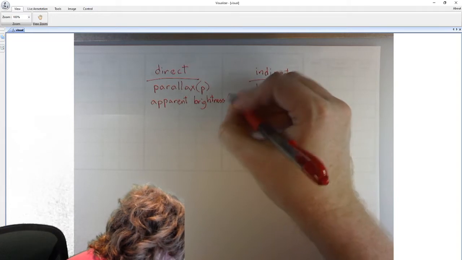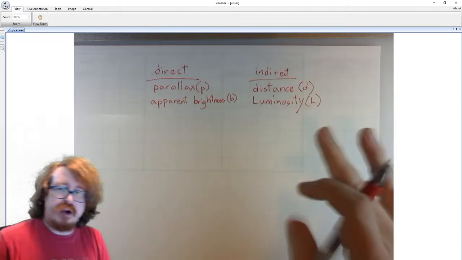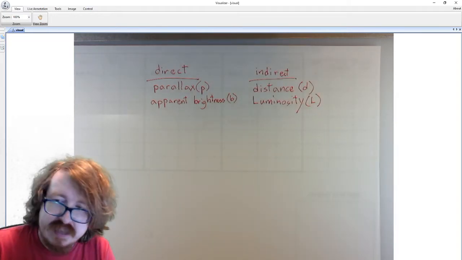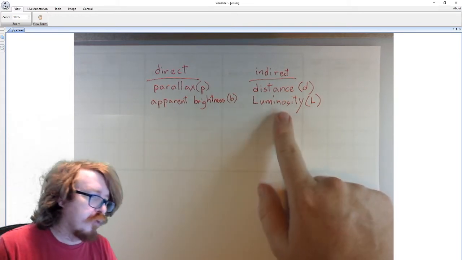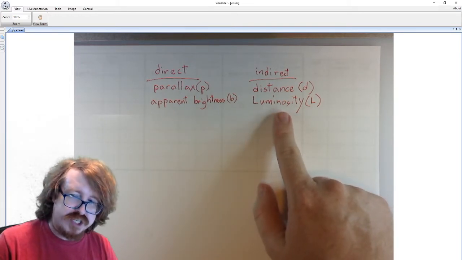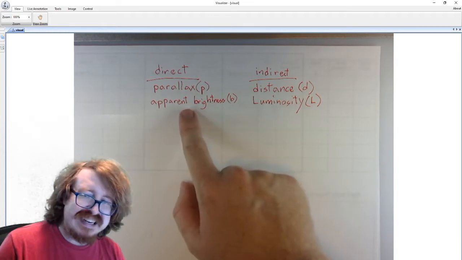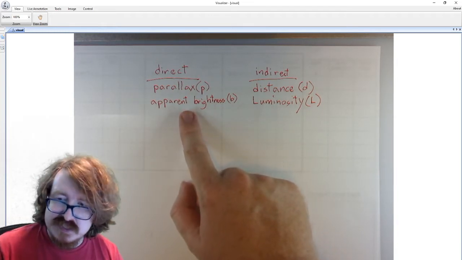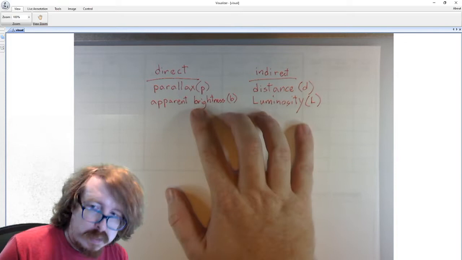With a lowercase b. And we're going to leave luminosity over there. Okay, so again, luminosity is the total light it sends out in all directions per second. And the apparent brightness is the stuff that hits us. Now, those two things are related, okay?